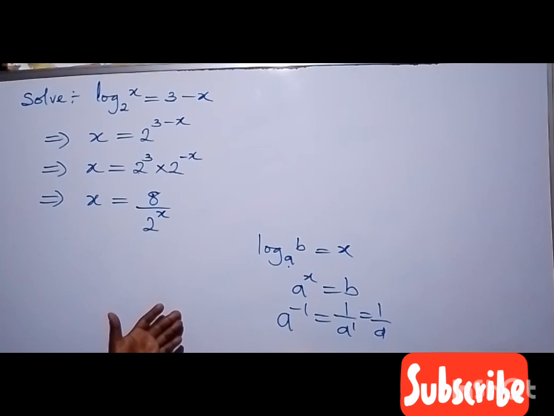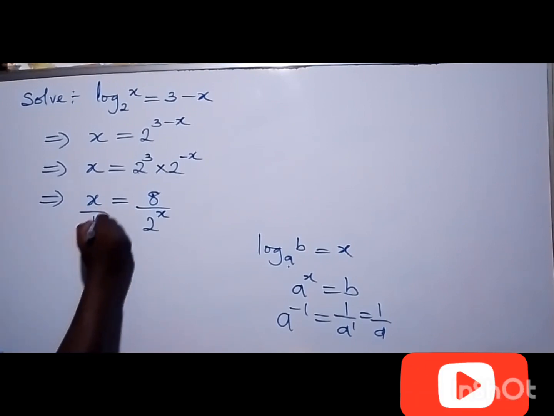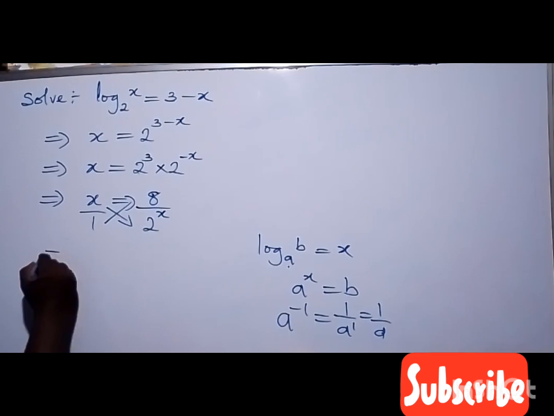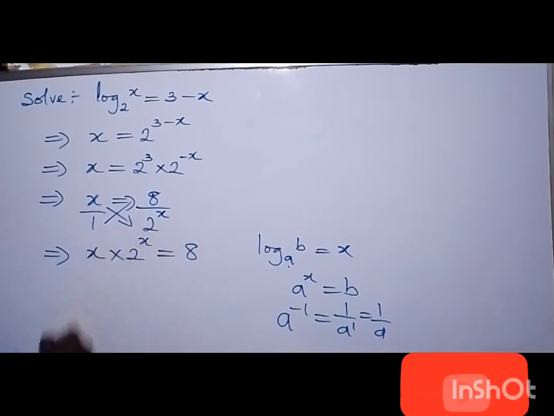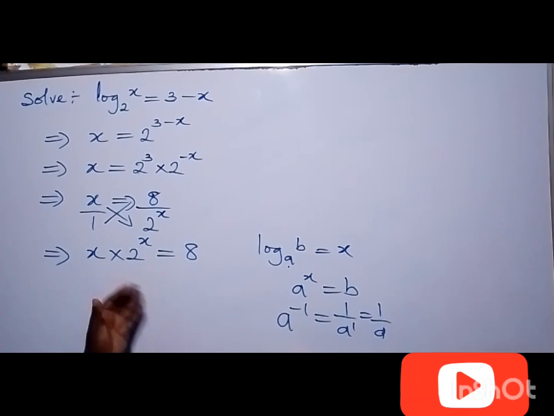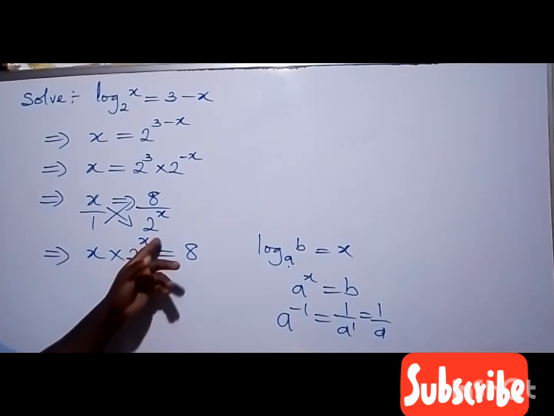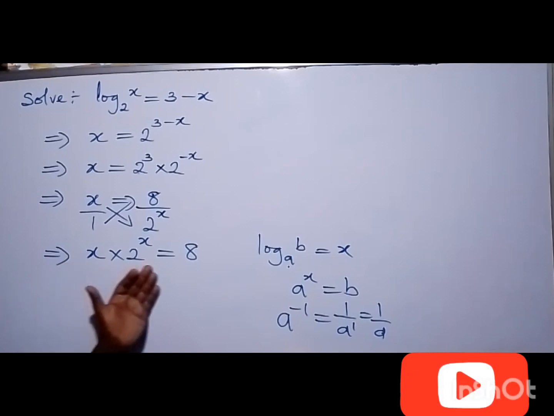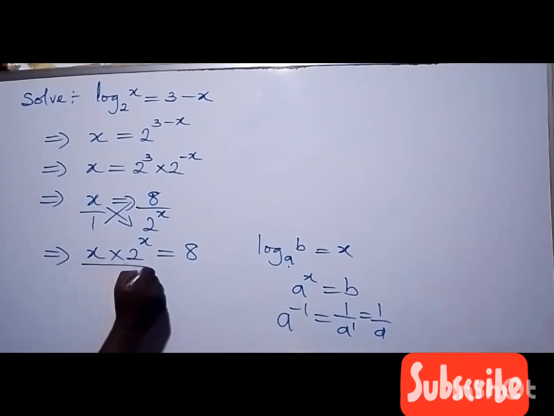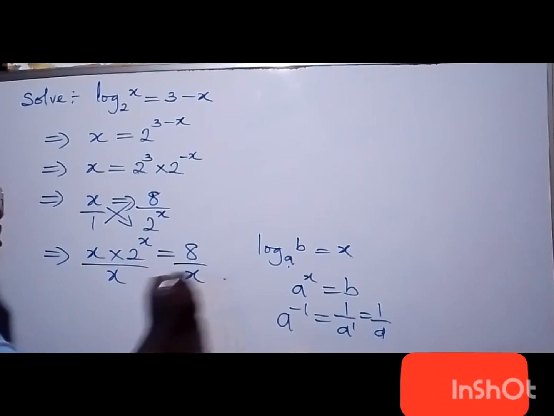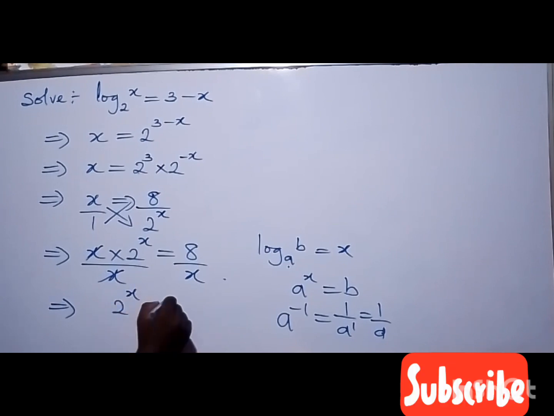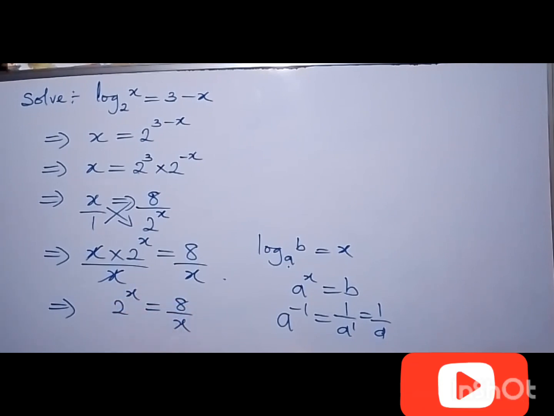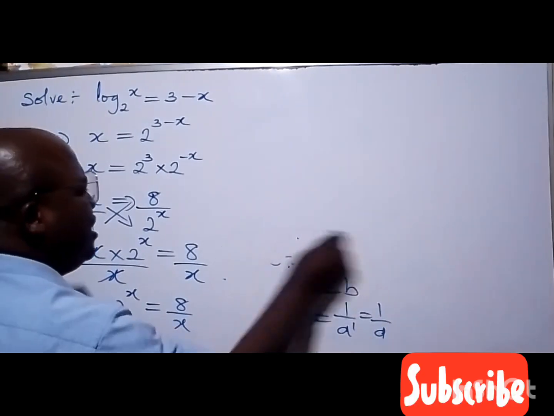From here, I can cross multiply. If I cross multiply here, I will have x times 2 raised to power x is equal to 8. I have x times 2 raised to power x; there is no correlation between the two, so forget the fact that x is here and x is here. We can now divide both sides by x. If I divide both sides by x, x will cancel. That means we are left with 2 raised to power x is equal to 8 over x.